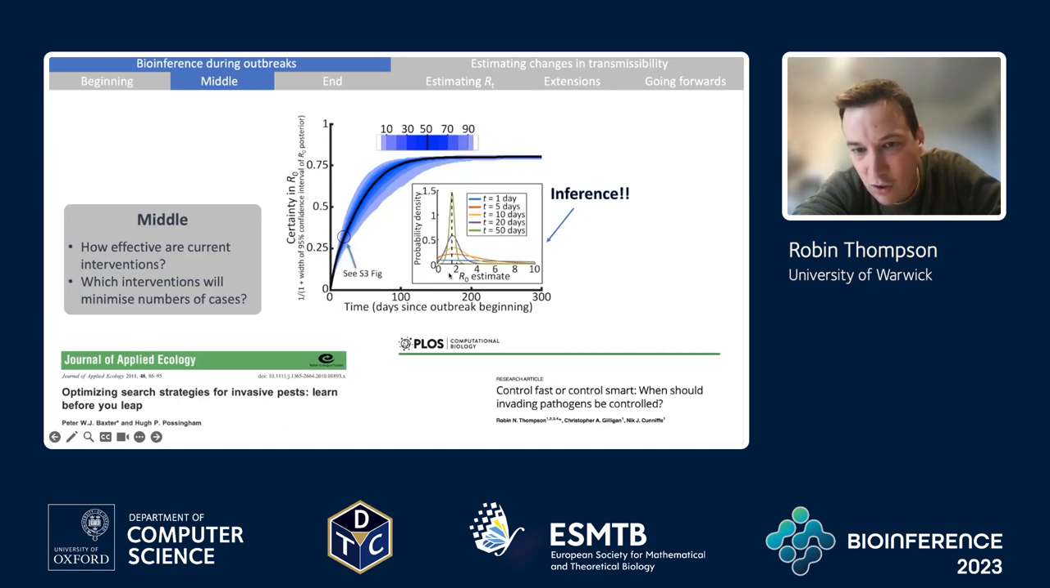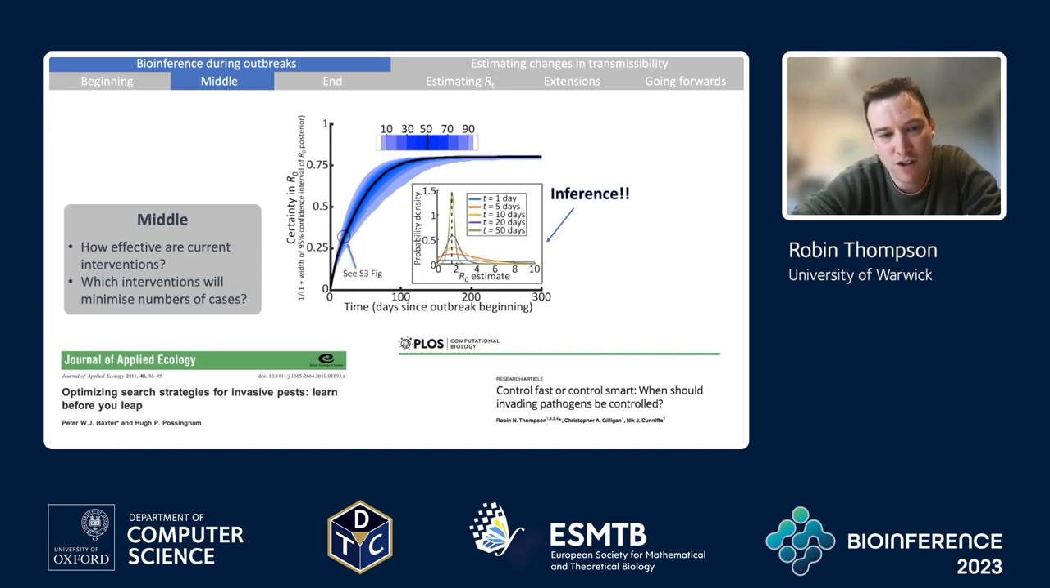As you can see early on, if you have an entirely novel pathogen, you have no idea about how the pathogen's spreading, right? You've got this blue posterior that's very wide. But then as the outbreak goes on and you collect more and more data, your estimate of how the pathogen is spreading becomes more and more precise, such that even by the time you get to about 20 days into an outbreak, you have a much better idea of how the pathogen is being transmitted. And when you get to 50 days, you've got a very good idea of the basic reproduction number of the pathogen.